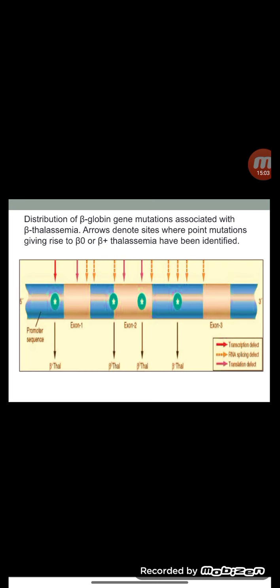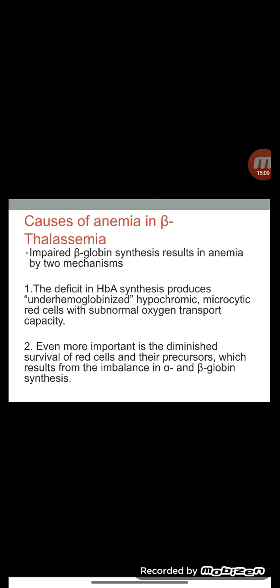You can see the various modes of genetic mutations in thalassemias. Impaired beta globin synthesis results in anemia by two mechanisms. One is that deficit in HbA synthesis produces underhemoglobinized hypochromic microcytic red cells with subnormal oxygen transport capacity.